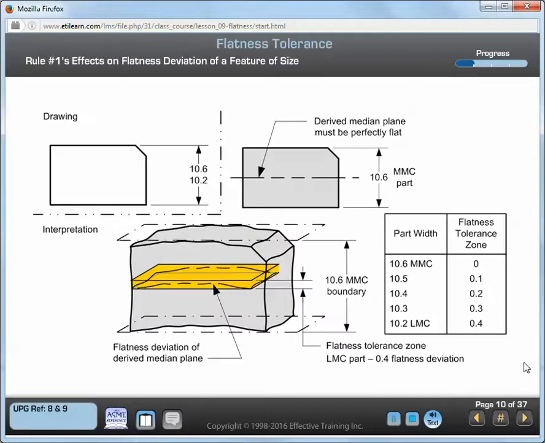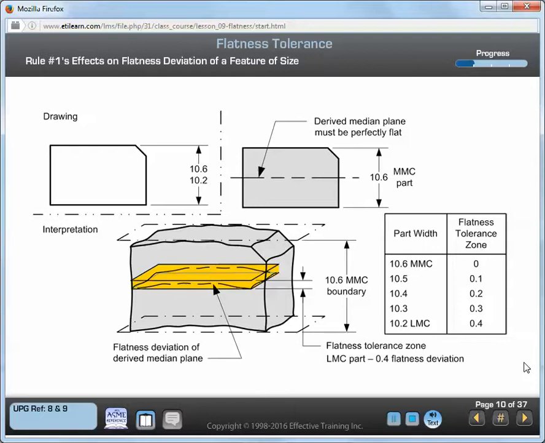Whenever rule number 1 applies to a planar regular feature of size, an automatic flatness deviation requirement exists for the derived median plane of the feature of size. This automatic requirement is a result of the interrelationship between rule number 1 and the size dimension. Where the feature of size is at MMC, the derived median plane of the feature of size must be perfectly flat. As the feature of size departs from MMC, a flatness deviation equal to the amount of the departure is permitted.